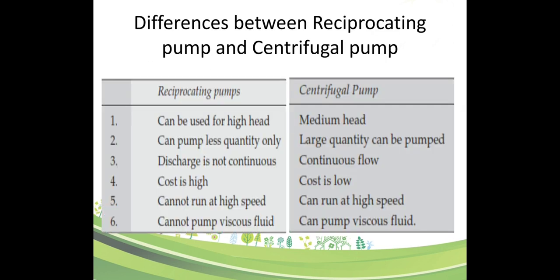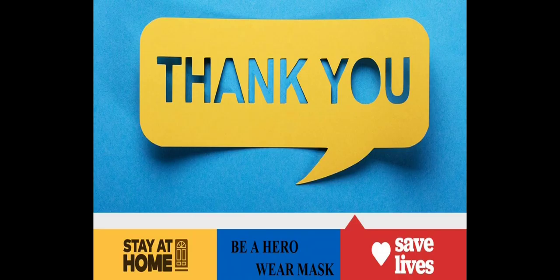This is the difference between the reciprocating and centrifugal pump. The cost of the reciprocating pump is high by comparison. Actually, with the reciprocating pump we can lift the water to more height than with the centrifugal pump. A reciprocating pump cannot pump viscous fluid, which is one of its main drawbacks. But a centrifugal pump can pump viscous fluid. Viscous fluid is nothing but oil, for example coconut oil. We cannot pump it with a reciprocating pump.